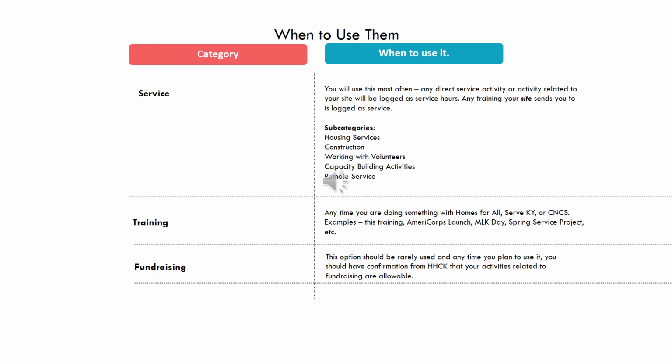If your site is able to send you to a training or a conference like the Affordable Housing Conference, you would log those training hours under the site-specific category. The next category on your timesheet is fundraising.